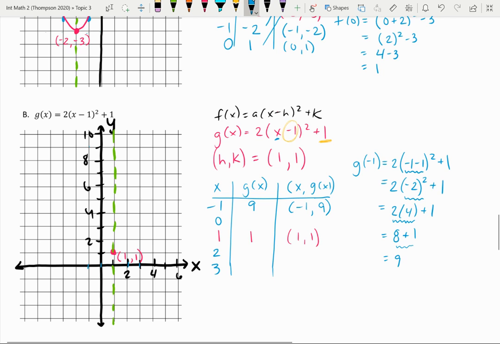Negative 1, 9, that's this point way up here. So now maybe you can see why I didn't put my x-axis in the middle, because I wanted that point to fit. So I was just being sneaky because I already knew what the graph was going to look like.